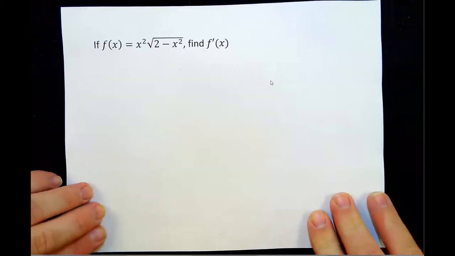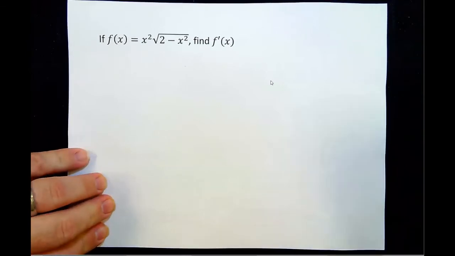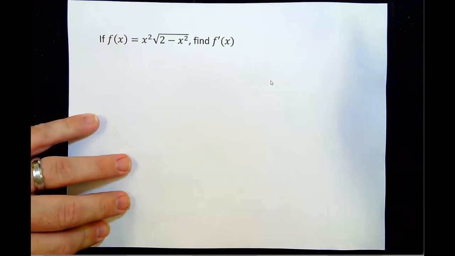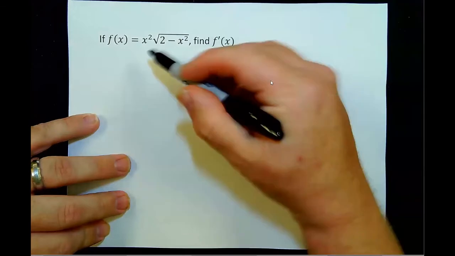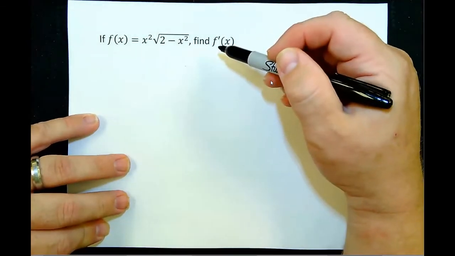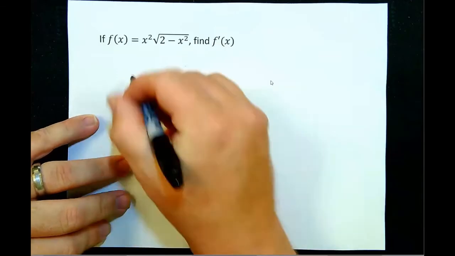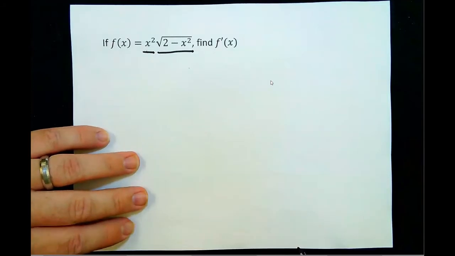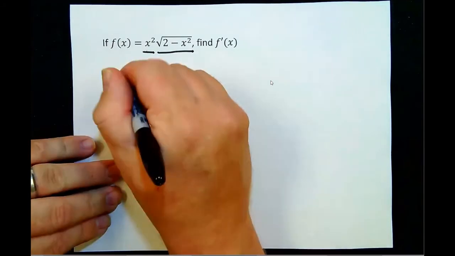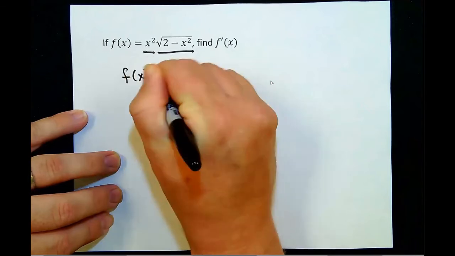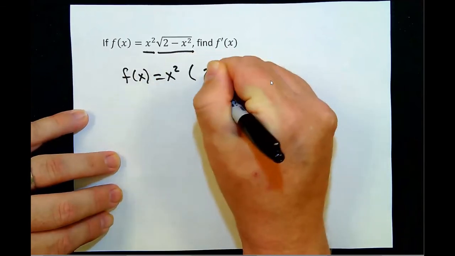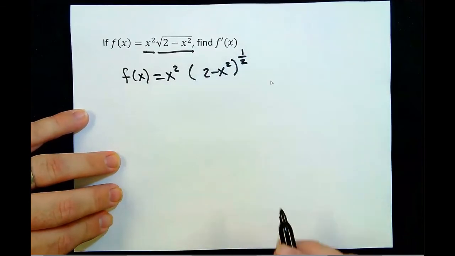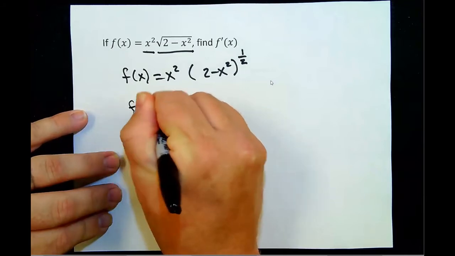Okay, we'll get a little more complex because now we have an obvious situation where we have a product rule and a chain rule involved. All right, because I have this x squared, and I also have this 2 minus x squared, square root of that. So I would rewrite this first as x squared times 2 minus x squared to the 1/2 power. And then I'm going to use product rule.